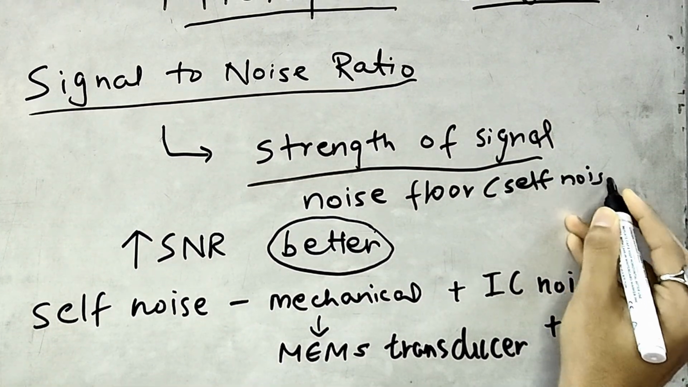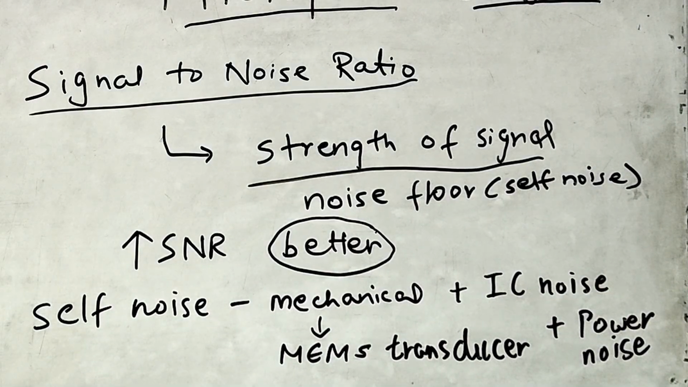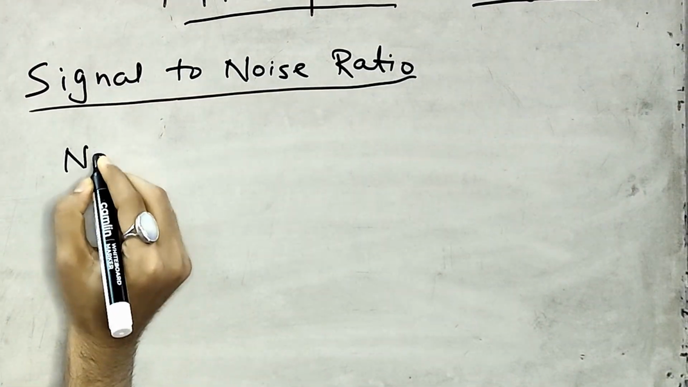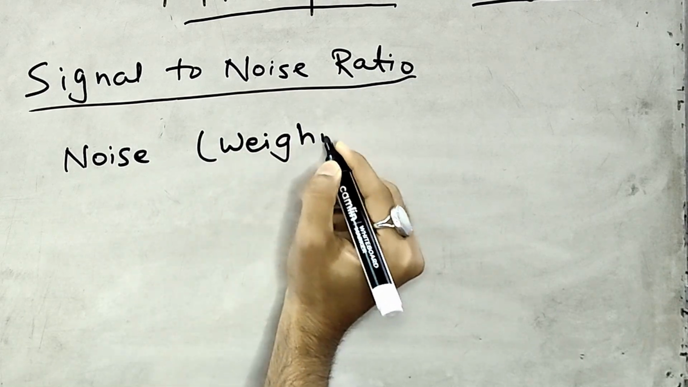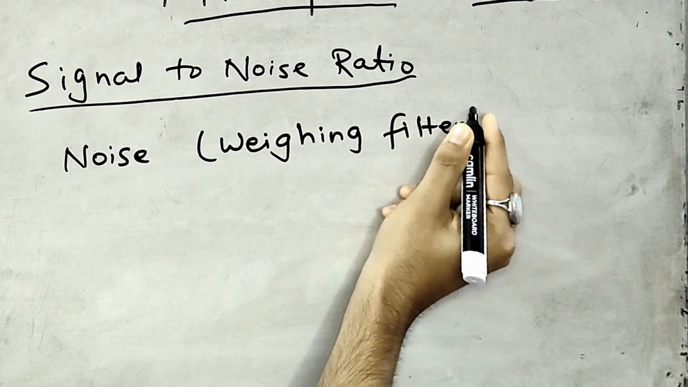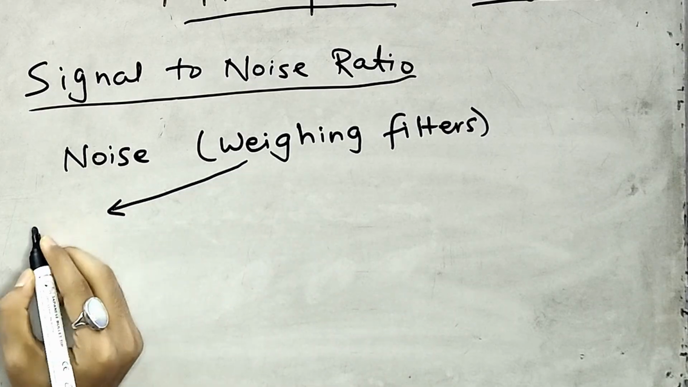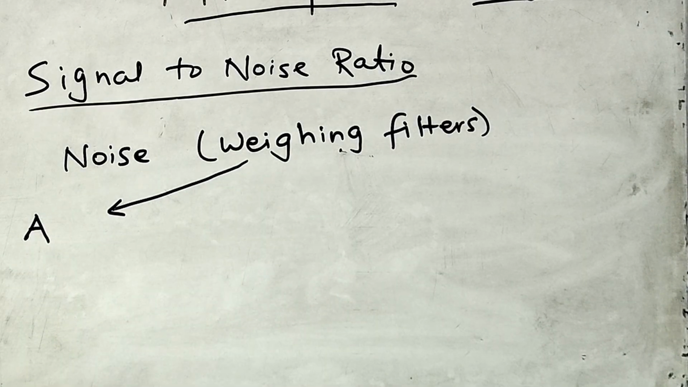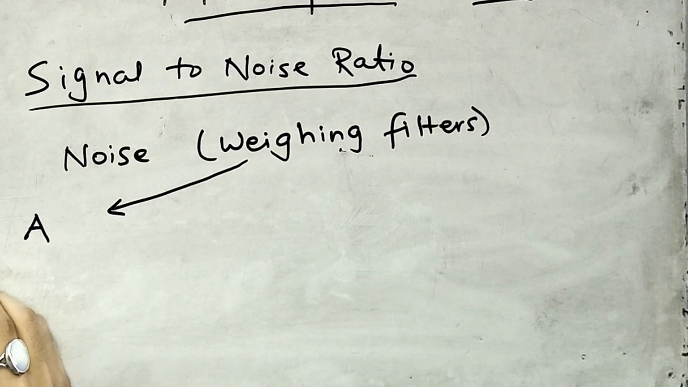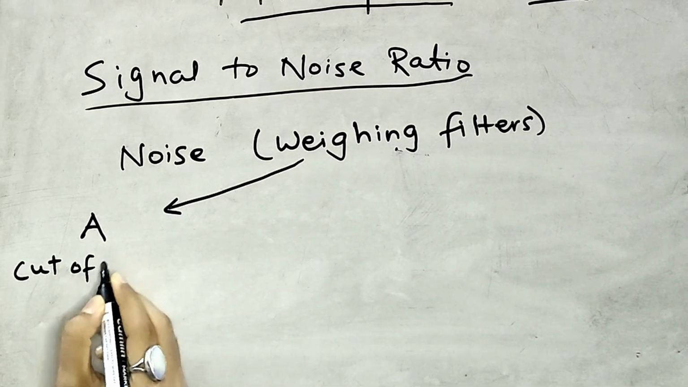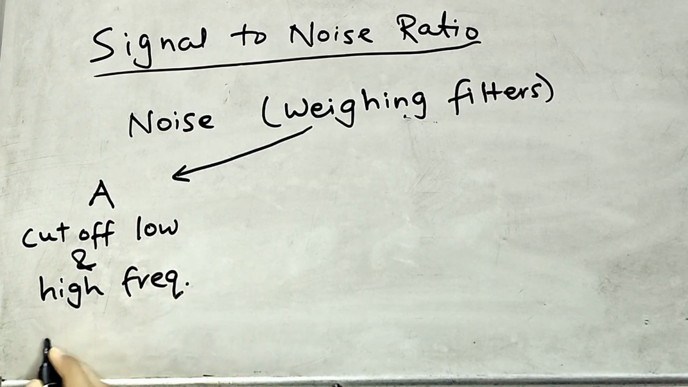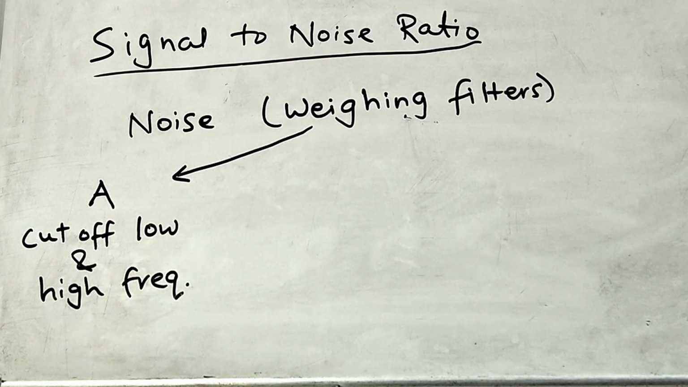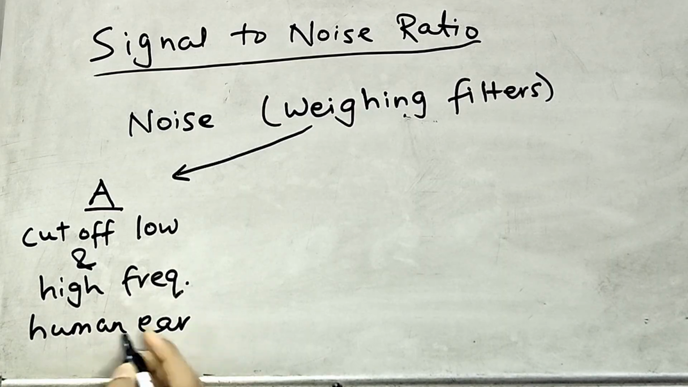Alright, let's discuss the role of weighing filters. When manufacturers measure this noise, they don't just take a random raw number. They pass the captured noise through specific electronic filters to make the results more relevant to real-world applications. These filters are standardized. A-weighing. This is the most common filter you will see. It mimics the sensitivity of the human ear at moderate listening levels, rolling off very low and very high frequencies that we don't perceive as effectively.